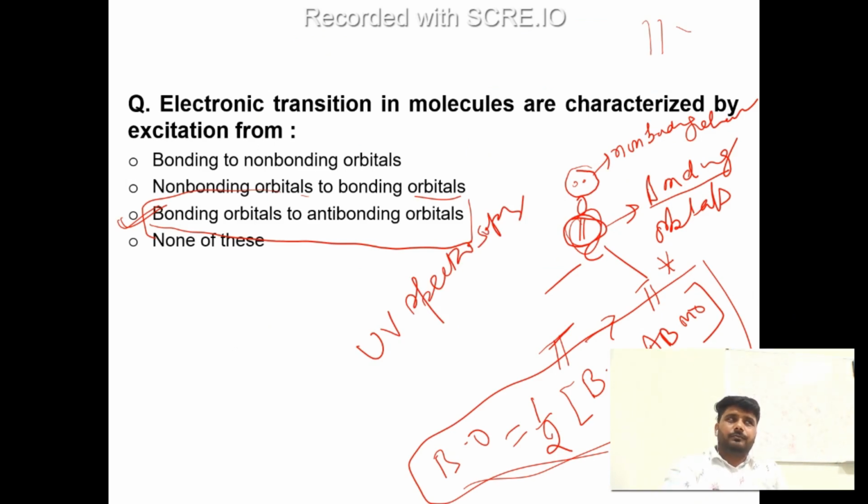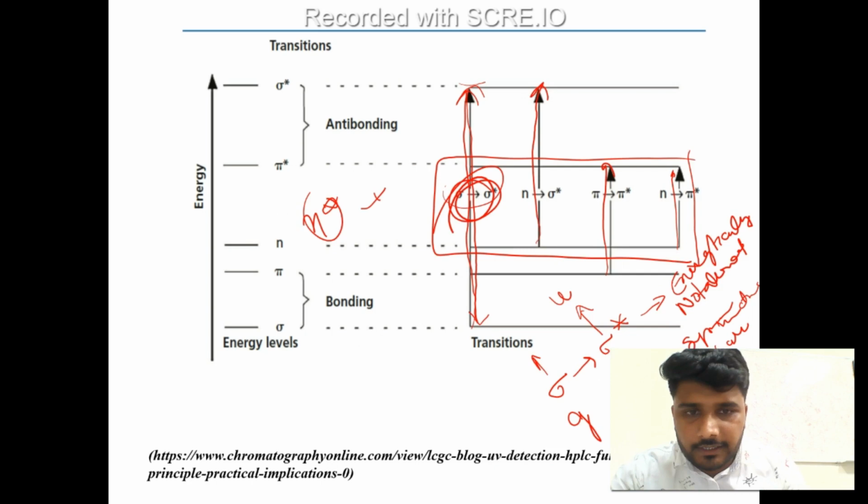Yes, to anti-bonding. Two non-bonding is not possible, but two bonding and two anti-bonding are also possible. Yes, I will explain to you.